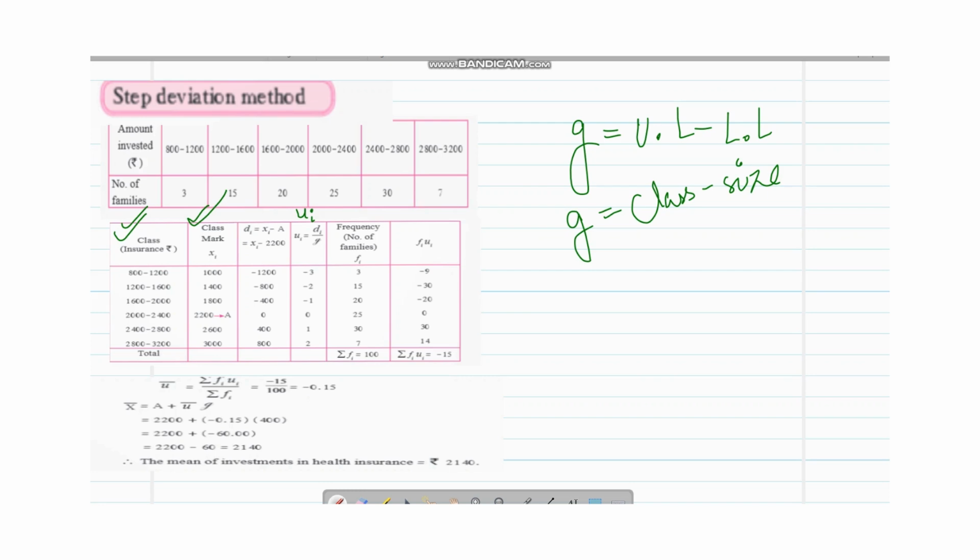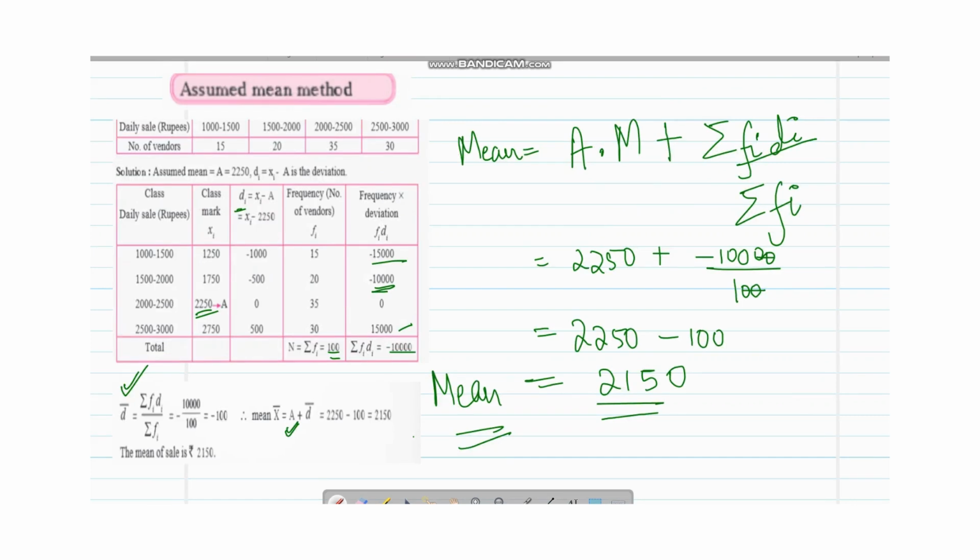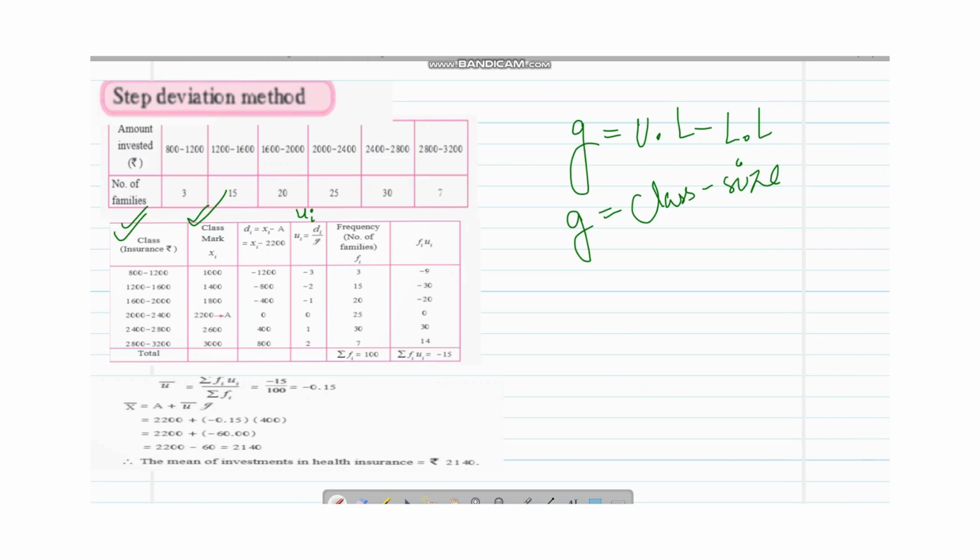Now you will multiply minus 3 by 3. So see, in previous question you multiplied minus 1000 by 15. But in this question you are going to multiply minus 3 by 3. So calculations are easy in this question. Okay, minus 3 multiplied by 3, minus 9, minus 2 multiplied by 15, minus 30. You will get that column of fiui. Then again you are going to add all these terms, negative terms added with negative terms. 30 plus 20 is 50, 50 plus 9 is minus 59, 30 plus 14 is 44. Now plus minus minus, minus 59 plus 44, negative 15.